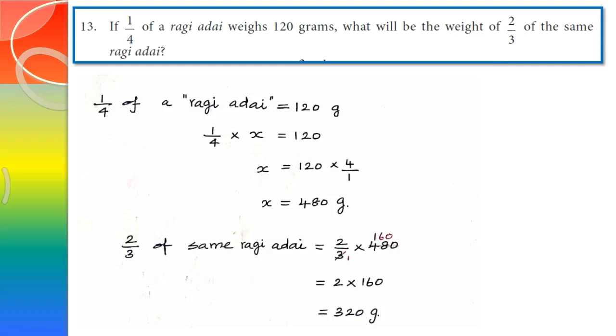Next we go to the question, 2 by 3 of the same ragi adai. So 2 by 3 into 480. 480 divided by 3, the answer is 160. So 2 into 160 equals 320 gram. That is the answer.